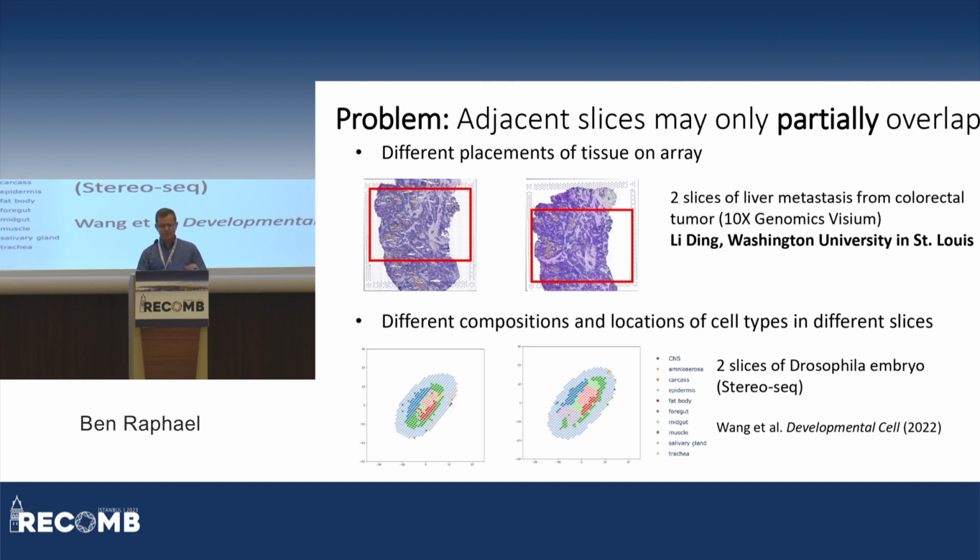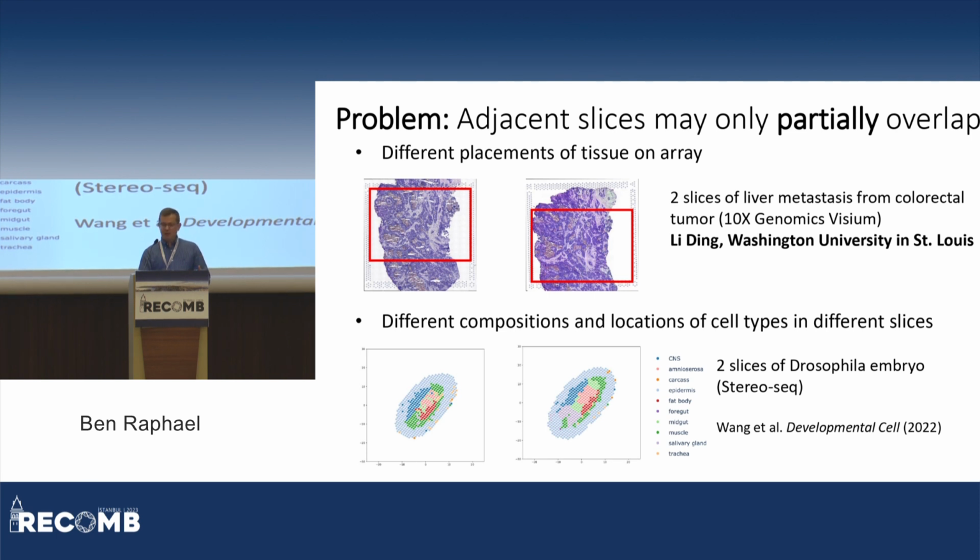One almost technical reason is that when the experimenters put the tissue slices on the array, sometimes they're shifted. They're not always lined up as they were in the tissue. So you can see here an example of that from some data from a collaborator, two slices from a liver metastasis. And just visually, you can see that they're shifted on the array.